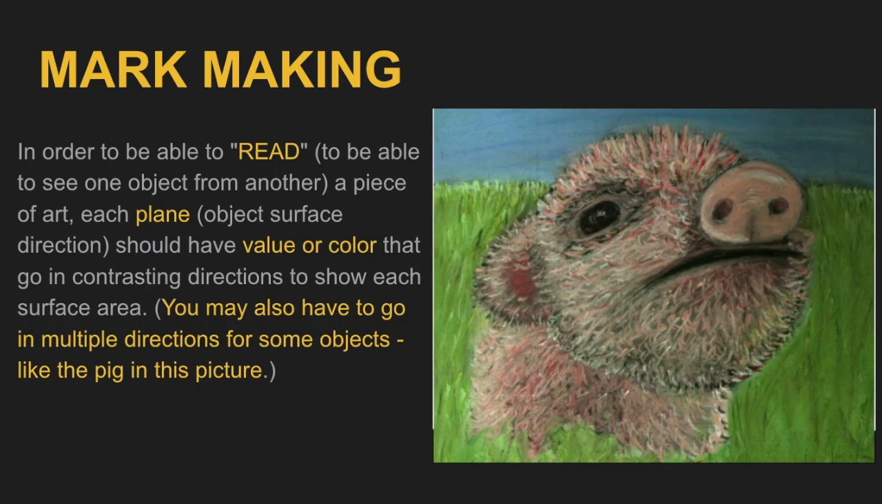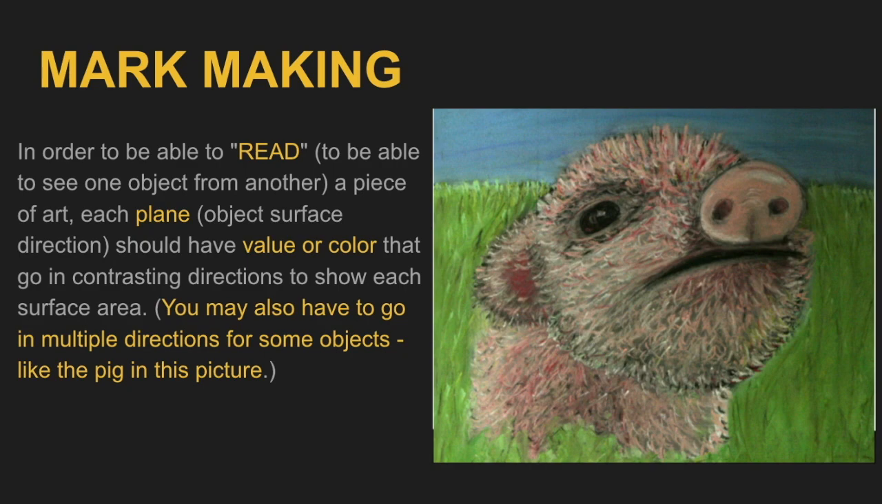Another thing that you need to think about as you're creating your drawings are how to make marks so that you can really see the objects that you're drawing. This particular drawing shows a pig in grass, and then there's a sky in the background. What I want you to see is that the sky is horizontal marks, the grass are vertical marks, and the pig is going in a spherical direction, all the way around the pig's head, following the form of the head, which is why you're seeing it in that spherical nature.